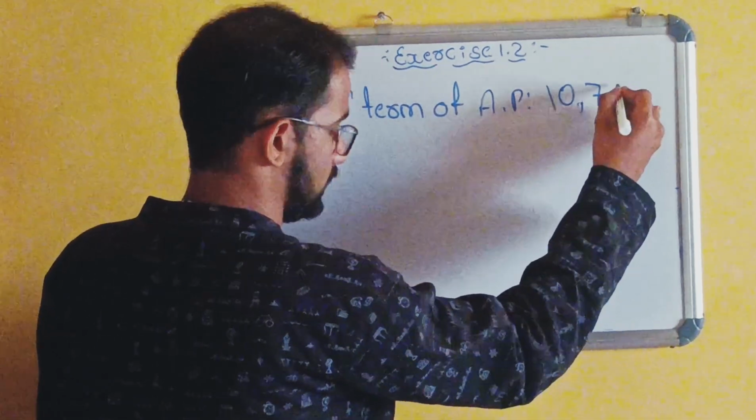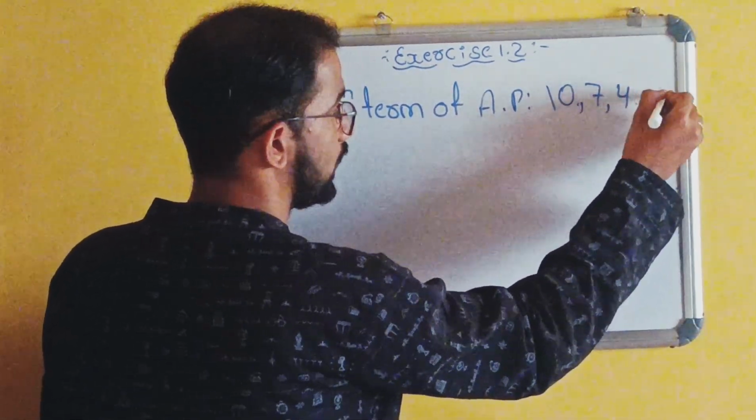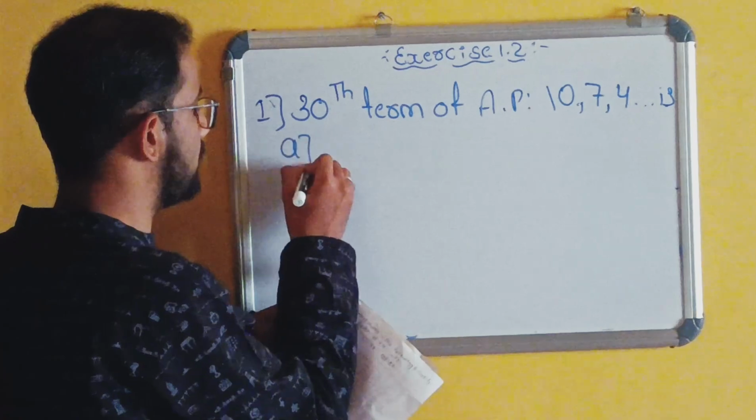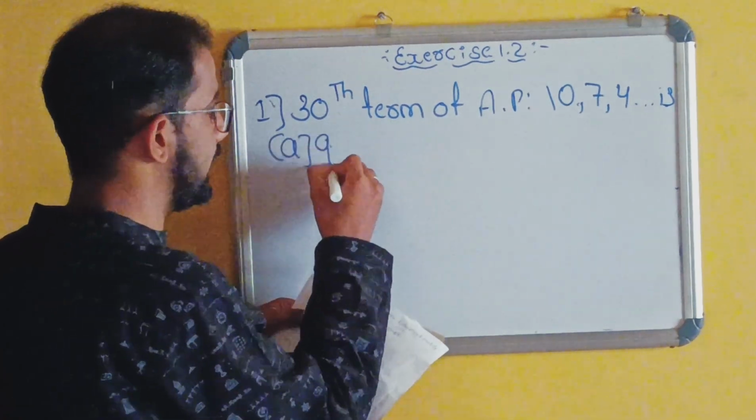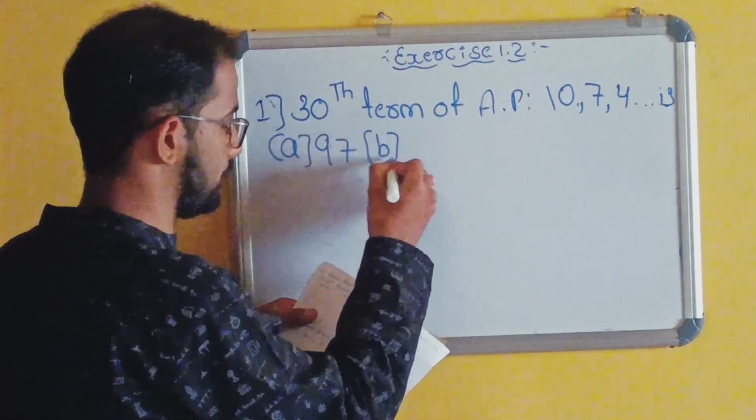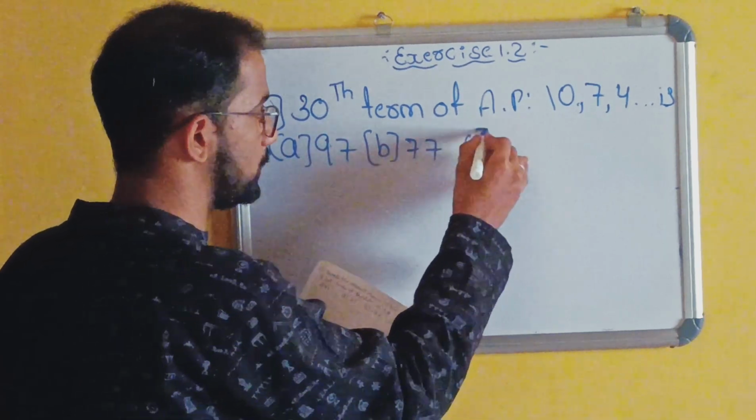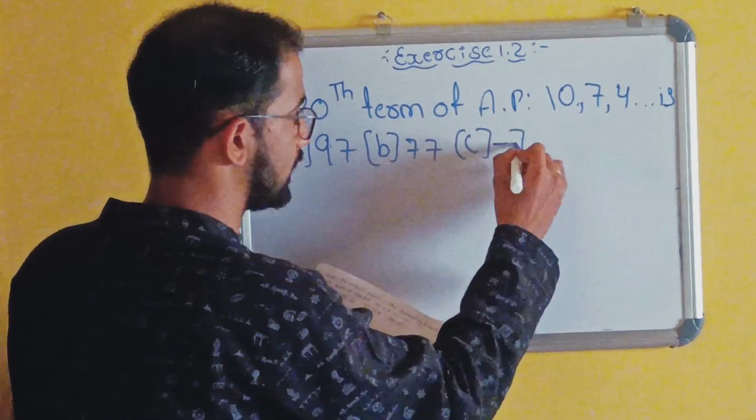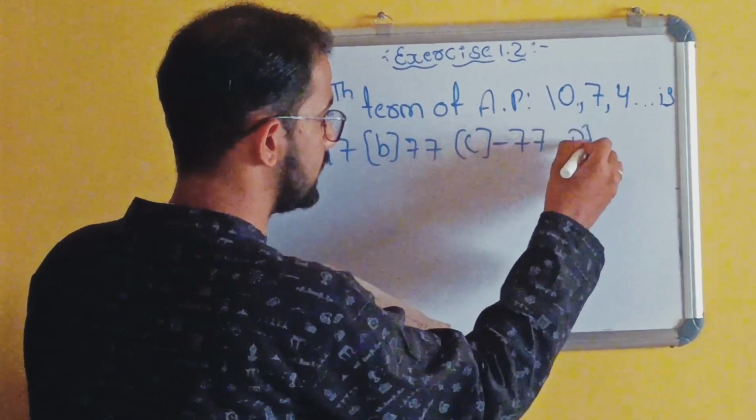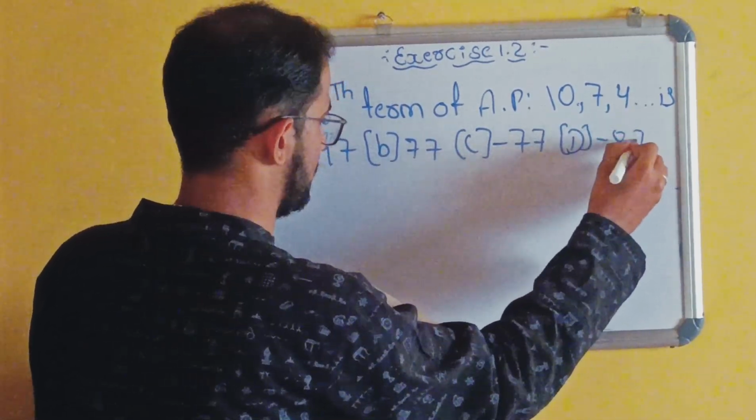10, 7, 4, and so on. Option A is 97, option B is 77, option C is minus 77, and D is 80.